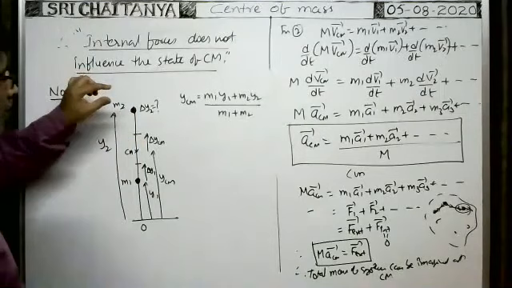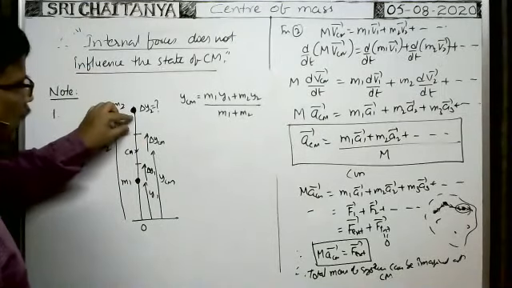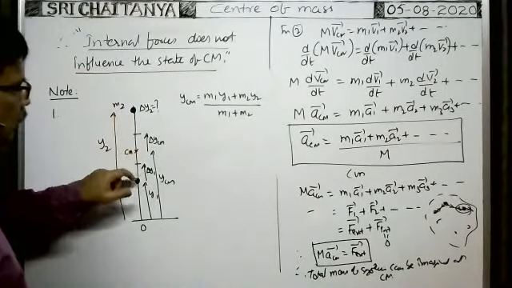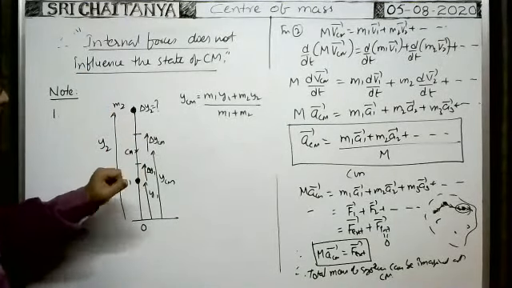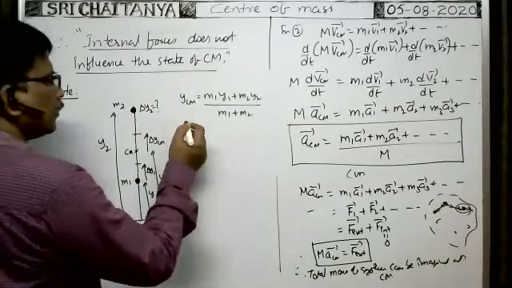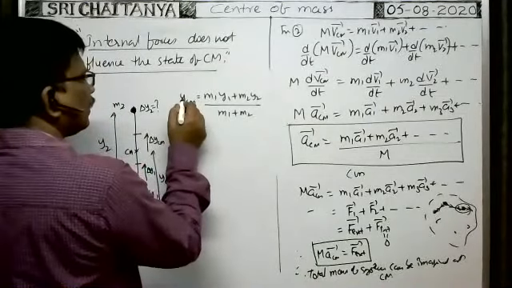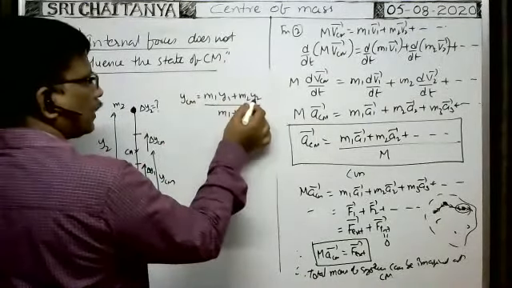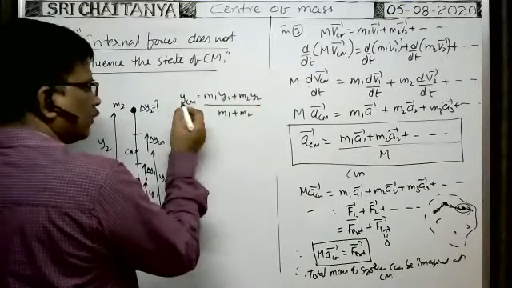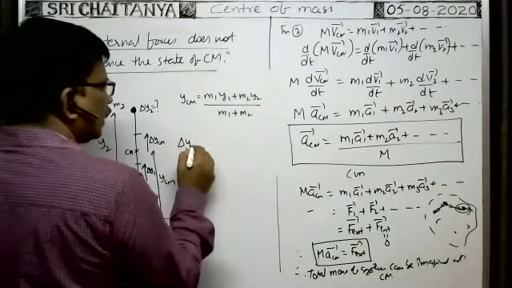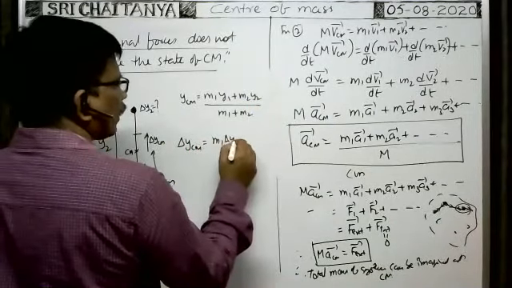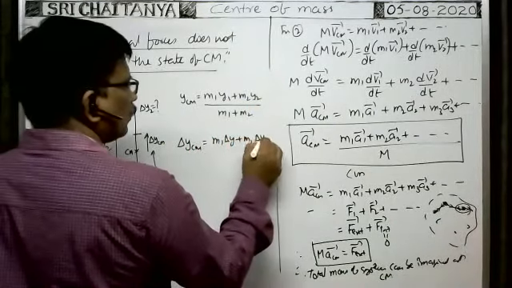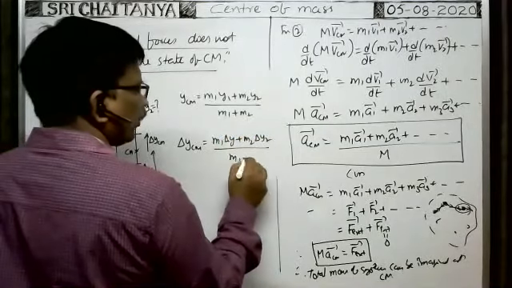The center of mass of the two particles will be displaced by this much whenever the first particle displaces a distance equal to delta y1. That means suppose there is a small change in the displacement of the first particle and second particle, then the displacement of the center of mass, delta ycm, we can write as m1 delta y1 plus m2 delta y2 by m1 plus m2.